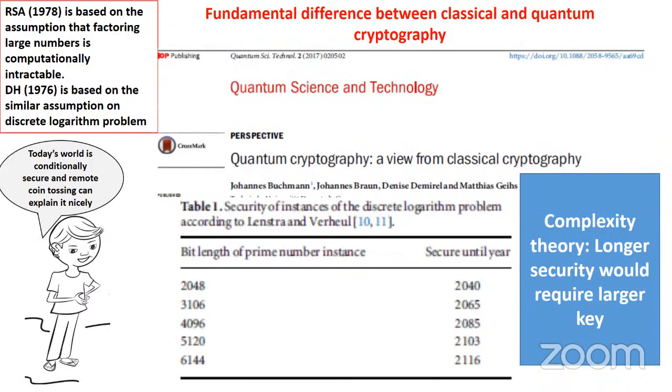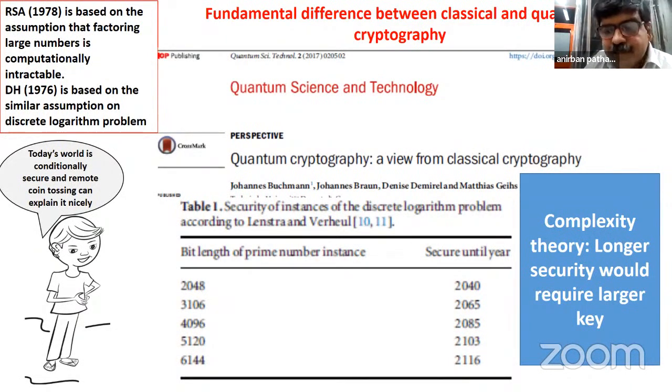Now, in the classical world, there is a computational problem in the background. And if we increase the key size, then the time for which you want to keep it secure will increase. These ideas came from 76 and 78, not much before quantum cryptography. Even Stephen Wiesner's paper was before RSA and Diffie-Hellman.